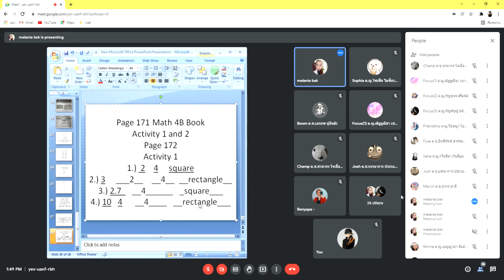How many scores do we have in here? 1 for activity number 1. 1, 2, 3, 4, 5, 6, 7, 8, 9, 10, 11, 12, 13, 14. 14 points. Let's see.